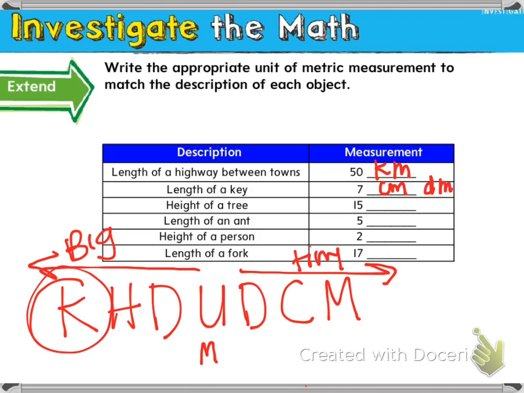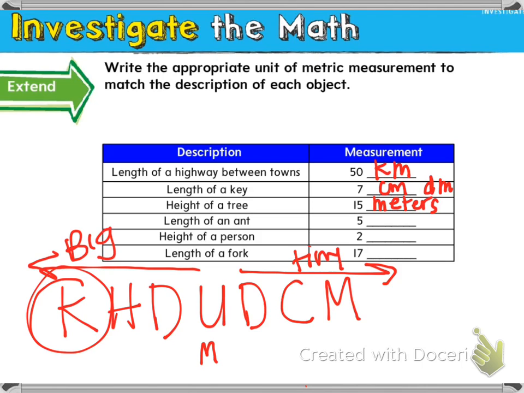Okay, the height of a tree. 15, a tree's pretty tall. Would it be 15 millimeters? No, millimeters are tiny. We got to go on the big side. Hectometers are huge. Decameters, that'd probably be 15. Actually, 15 meters would probably be all right.